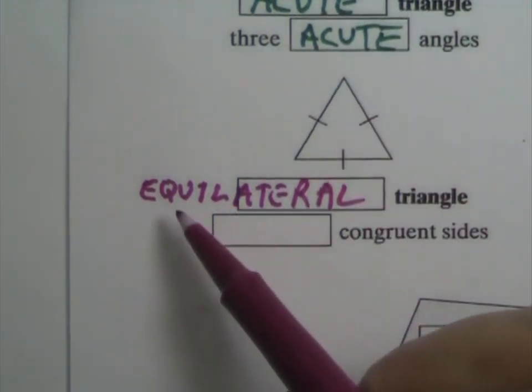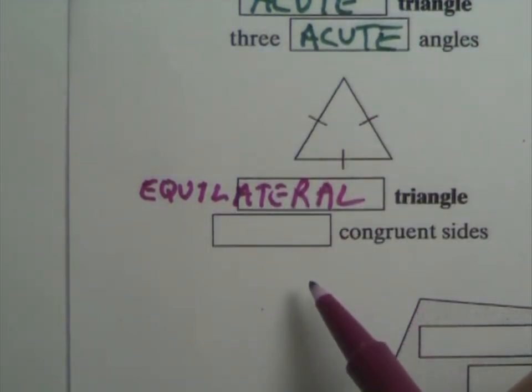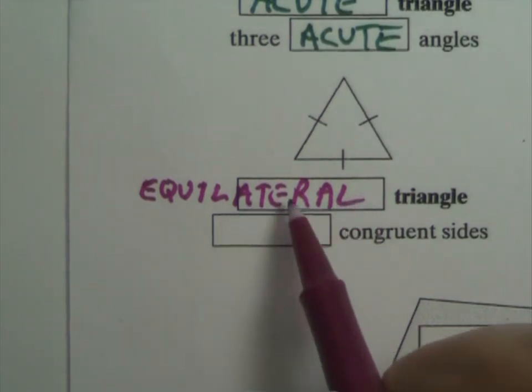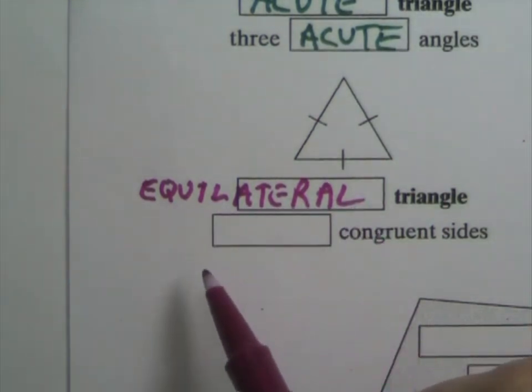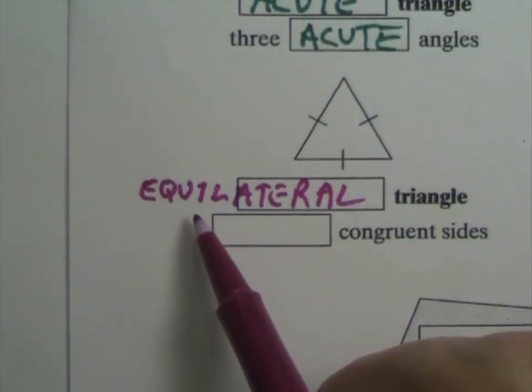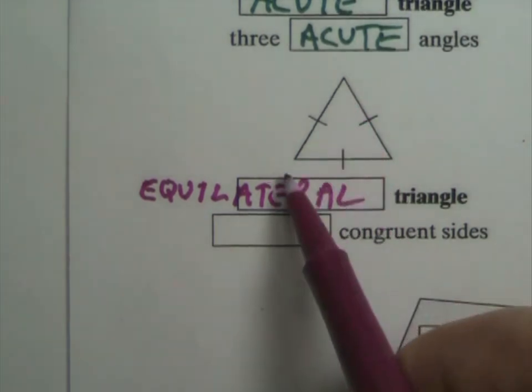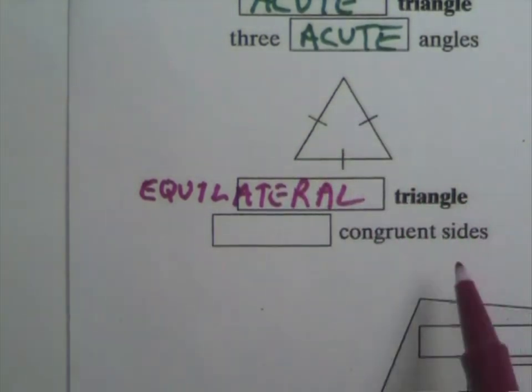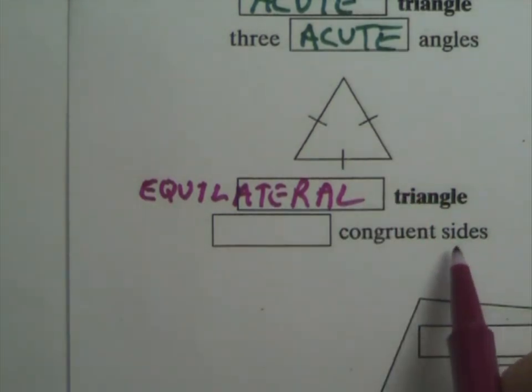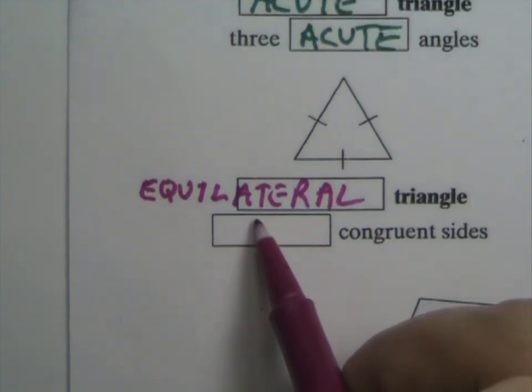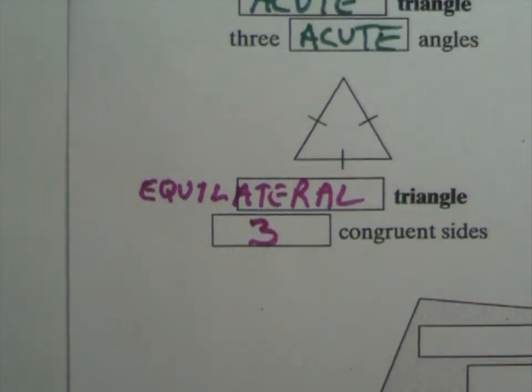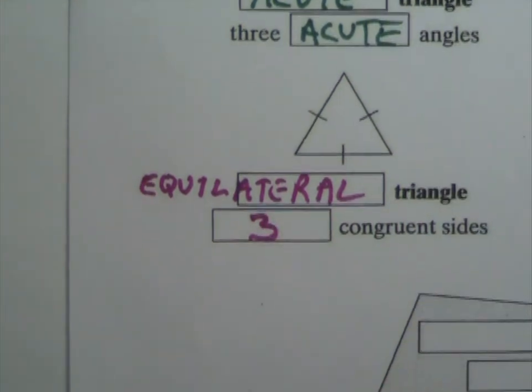Okay, this one here is called an equilateral. I'm not too sure if you have enough room to put all that in there. Equilateral. Lateral means sides. The sides are equal. Equilateral triangle. Why do you think they call it equilateral? Something about the congruent sides. There are 3 congruent sides. Therefore, it's called an equilateral triangle.